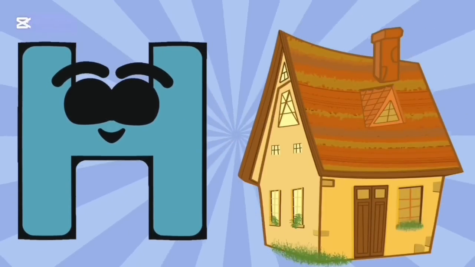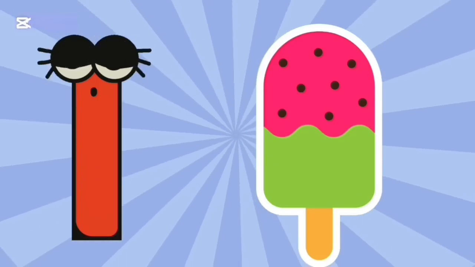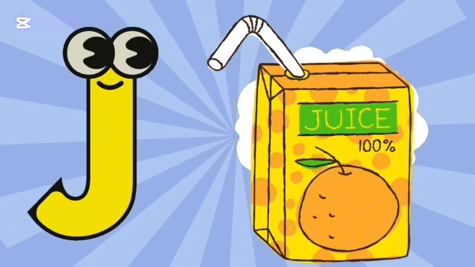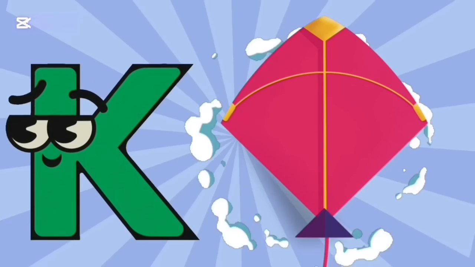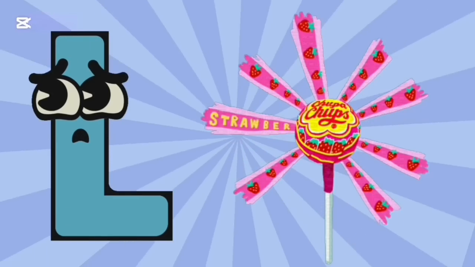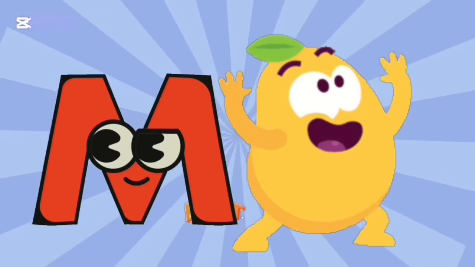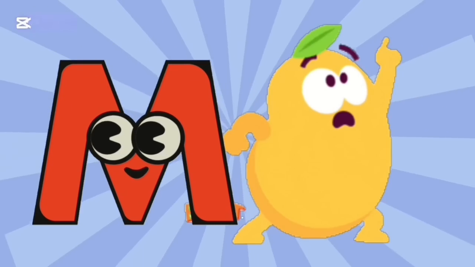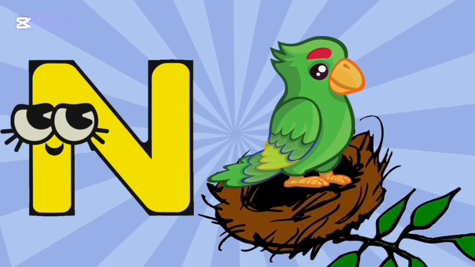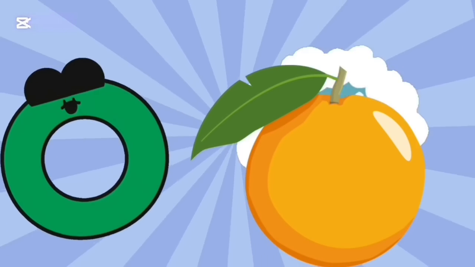H is for house, house. I is for ice cream, ice cream. J is for juice, juice. K is for kite, kite. L is for lollipop, lollipop. M is for mango, mango. N is for nest, nest. O is for orange, orange.